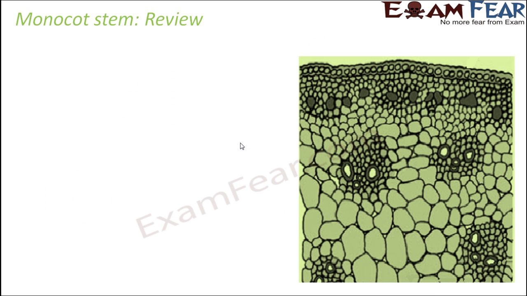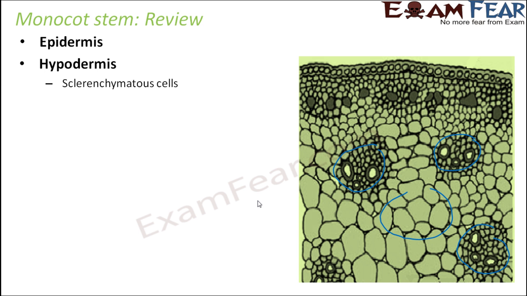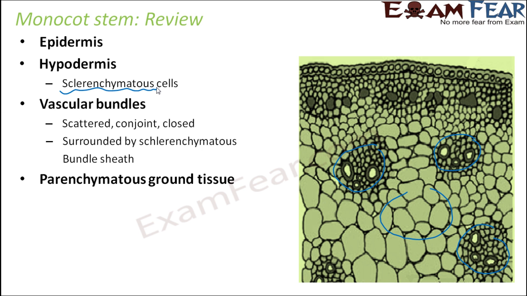So let us have a quick review of the monocot stem. This is how it looks like. Here you can see the vascular bundle. Each of these is a vascular bundle, right? If you see the pith, the central region is pith, which is again made up of the same parenchyma cells. So epidermis is the outermost layer which ensures protection. Hypodermis is made up of sclerenchymatous cells, just below the epidermis, just for additional support, nothing else.